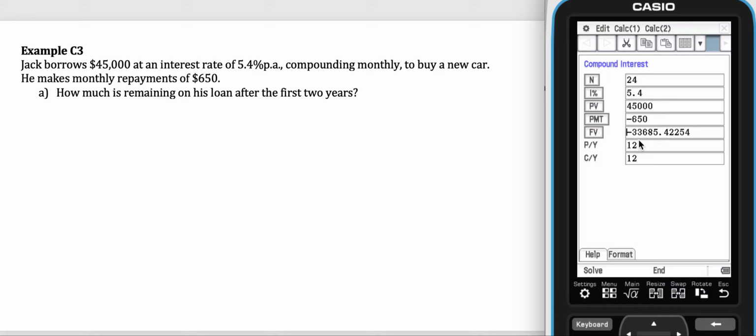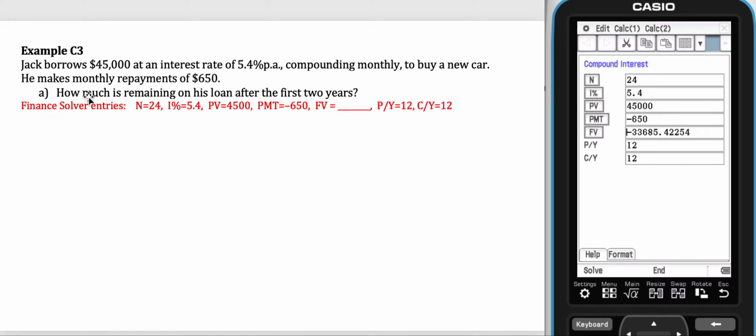So the future value of this loan is negative $33,685. In other words, he will still owe after 2 years that amount, $33,600 approximately. So let's put down our answer. Again, on your notes, make sure you write down the Finance Solver entries so that if you're looking at this in the middle of a SAC or in the middle of an exam, your notes are actually useful to you because you'll remember how you got these answers. And as we said, the future value, or the amount owing after 2 years, is $33,685.42 if we round that to 2 decimal places.